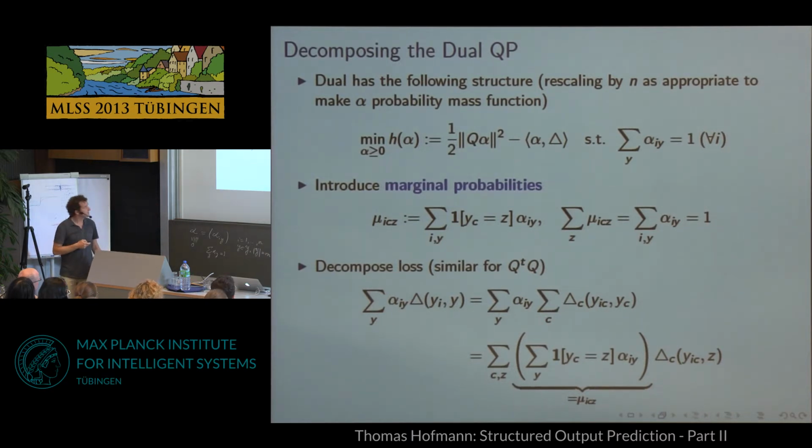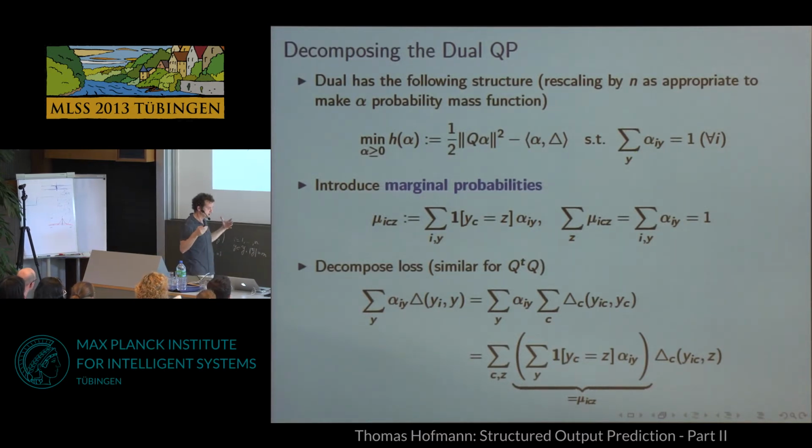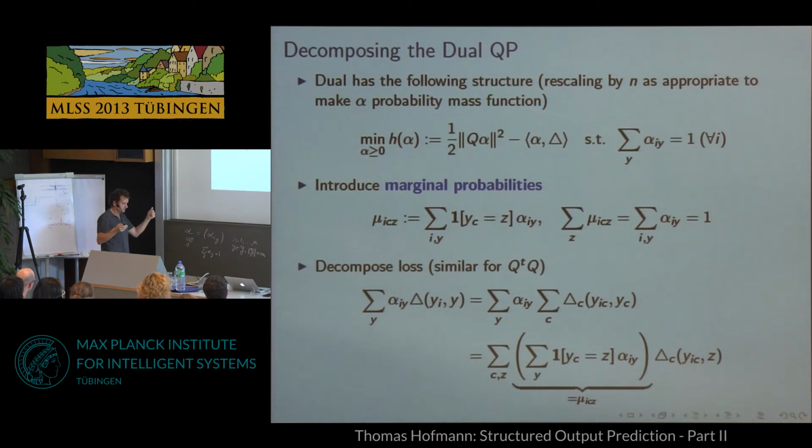So what you effectively introduce in this step are, you can think of as being like marginal probabilities. If these alphas in some sense correspond to a probability mass function over possible outputs for each index I, then this here actually corresponds to something like marginal probabilities over the factors. So mu I, C, z would basically be a probability for data point I, factor C, that set of variables is in a particular state.